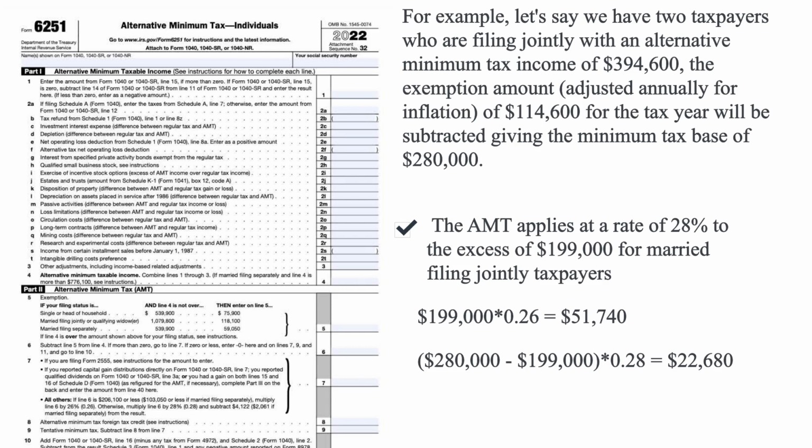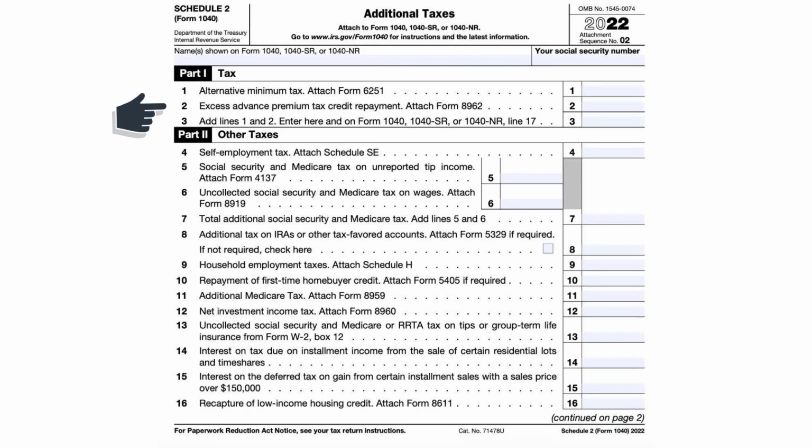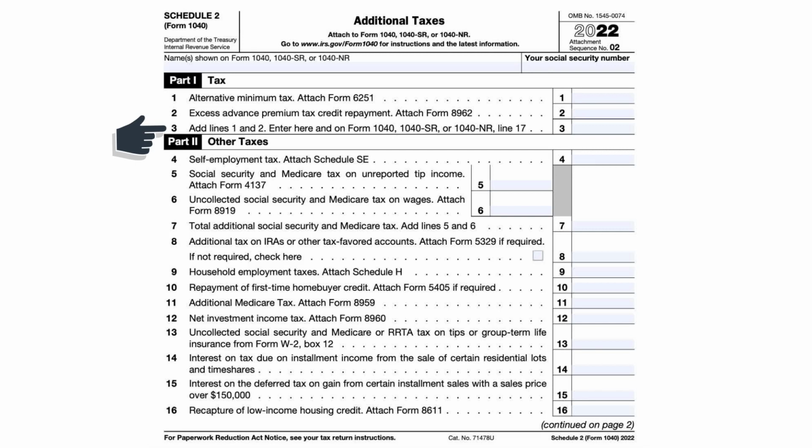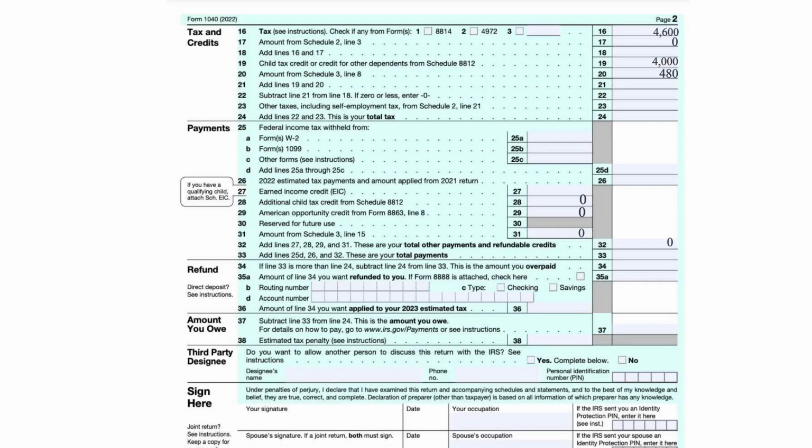Line 2 of Schedule 2 is for the excess advanced premium tax credit repayment. The premium tax credit, also known as the PTC, is a refundable credit that helps eligible individuals and families cover the premiums for their health insurance purchased through the health insurance marketplace. Line 2 of Schedule 2 is used to report the excess of the advanced premium tax credit. Line 3 is to add up lines 1 and 2 together, and then the total is entered on Form 1040, line 17. Emily did not have anything to enter on any of these lines, so her total is 0.